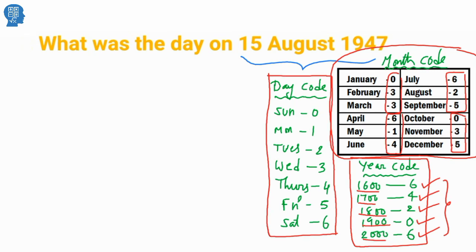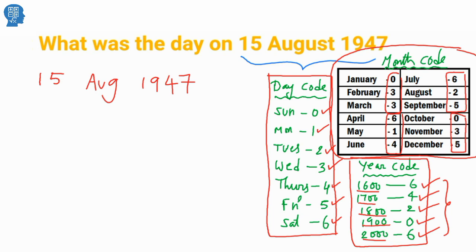After that, the day code. Sunday is 0, Monday is 1, Tuesday 2, Wednesday 3, Thursday 4, Friday 5, Saturday 6. If you remember this, the problem becomes very simple. From this we have to get 5 numbers. What is the given date here? 15 August 1947. From this we have to get 5 numbers.